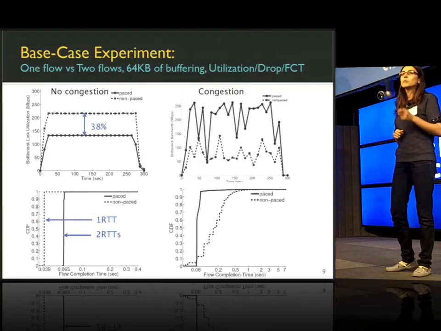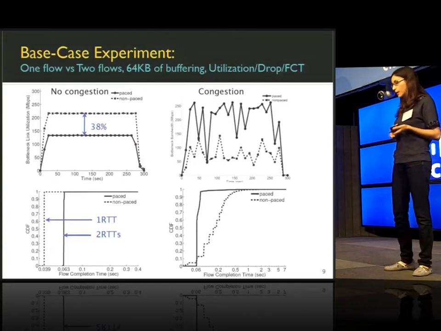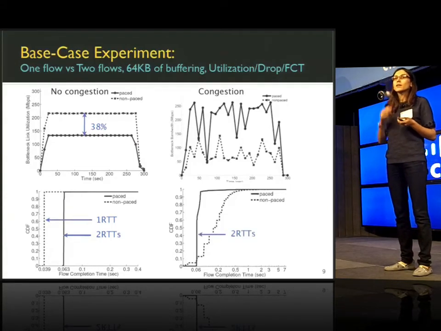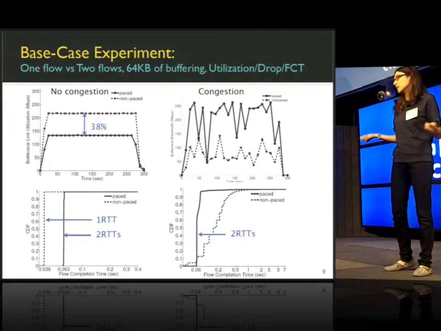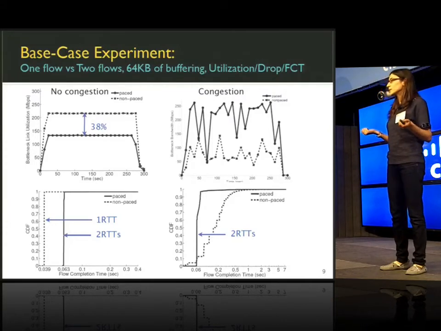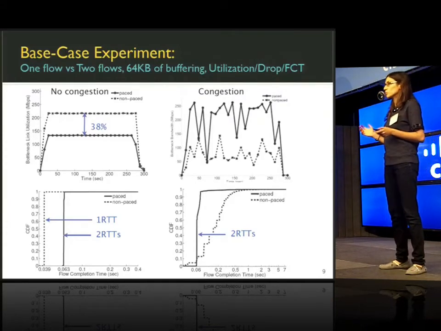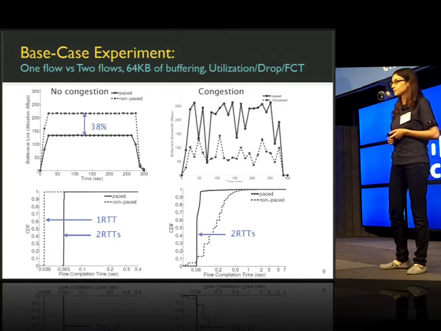But if we look at the same plot, the CDF of flow completion times in the case when there is congestion in the network, we see that the paced flows are still finishing within 2 RTTs, which is good because there's little packet drop. But in the non-paced case, they see packet drops and they back off and retransmit, and the tail latency is actually suffering a lot.